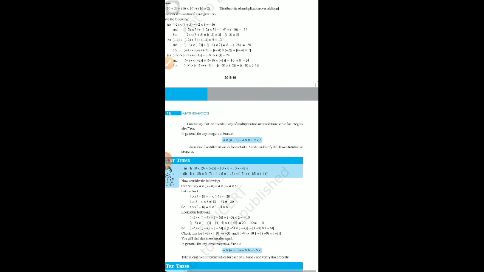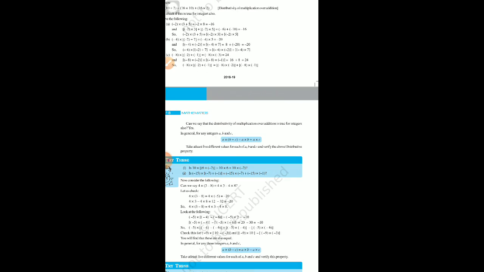Distributive property. a multiplied by b plus c is equal to a multiplied by b plus a multiplied by c. What are a, b and c? These are integers. We call this property distributivity of multiplication over addition.